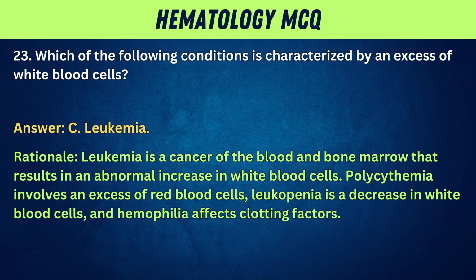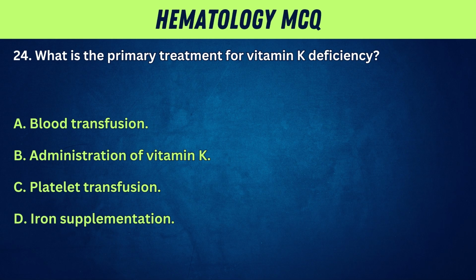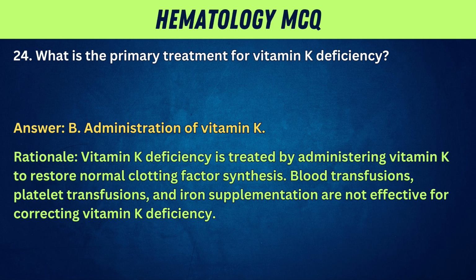24. What is the primary treatment for vitamin K deficiency? A. Blood transfusion. B. Administration of vitamin K. C. Platelet transfusion. D. Iron supplementation. Answer: B. Administration of vitamin K. Rationale: vitamin K deficiency is treated by administering vitamin K to restore normal clotting factor synthesis. Blood transfusions, platelet transfusions, and iron supplementation are not effective for correcting vitamin K deficiency.